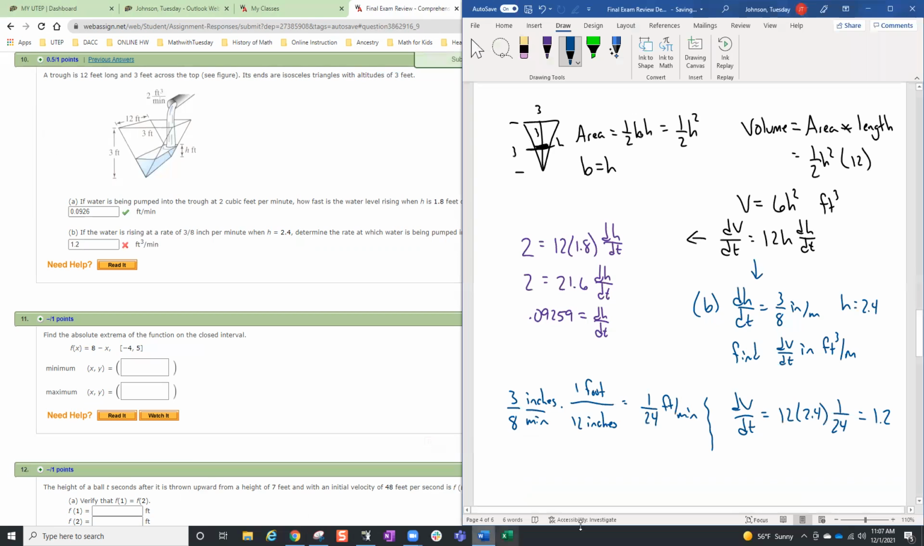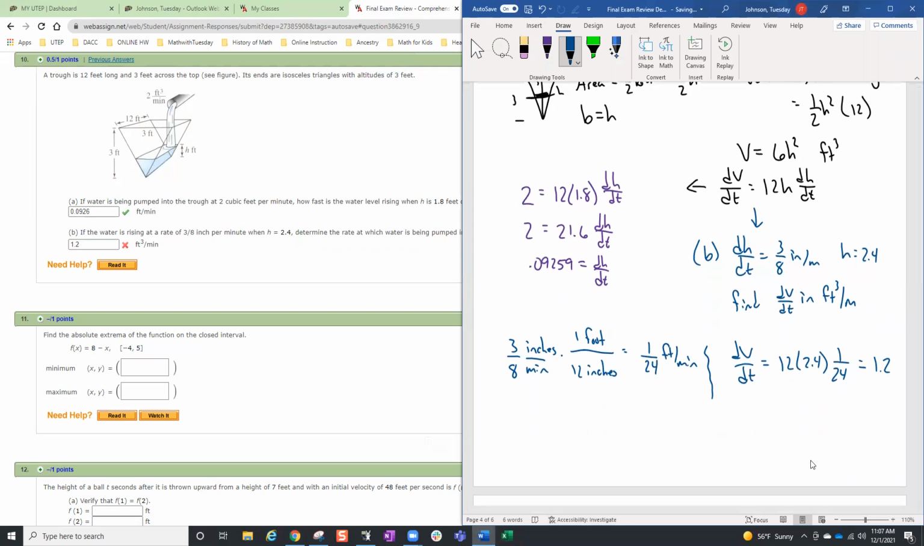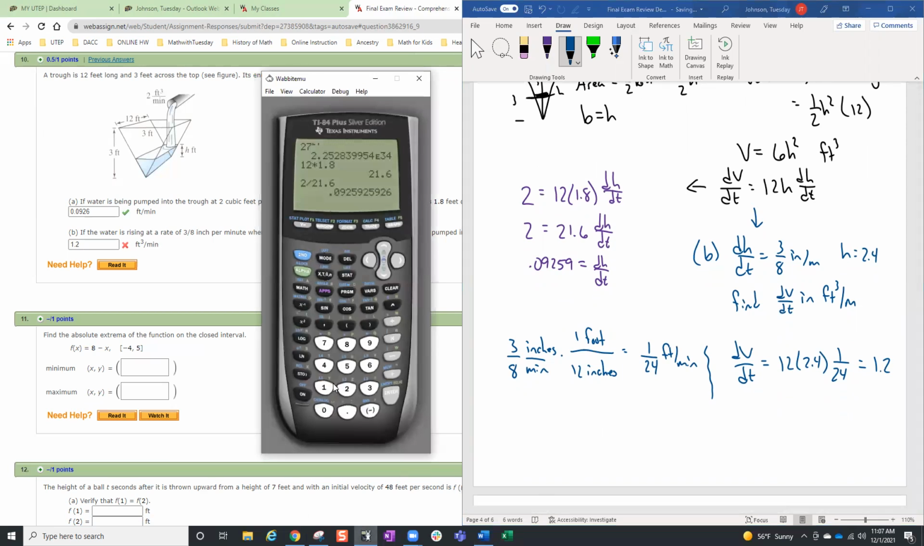I got it wrong. How did I get it wrong? I probably should have used a calculator. I don't know. I'm pretty sure that's 1.2.